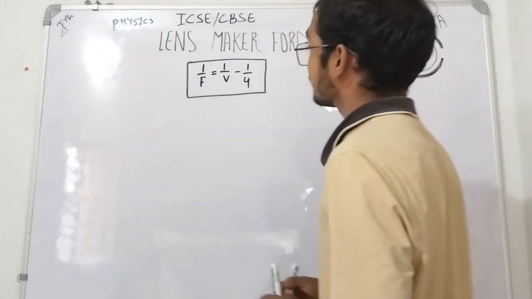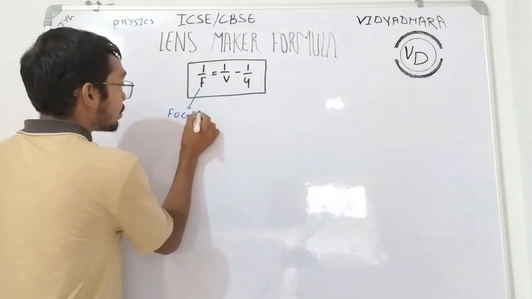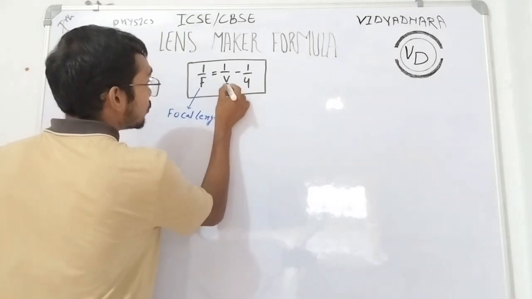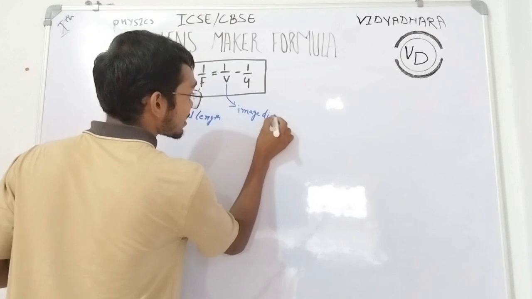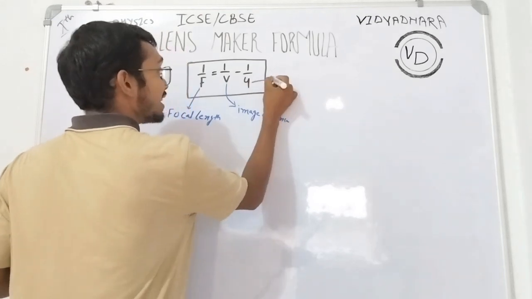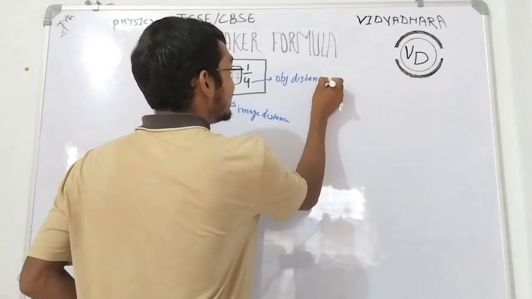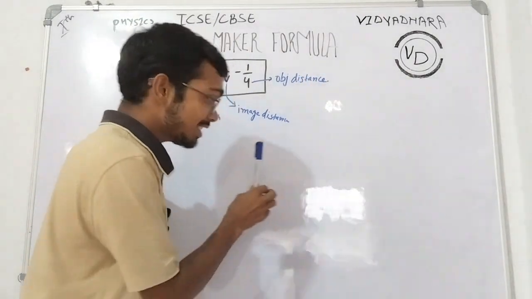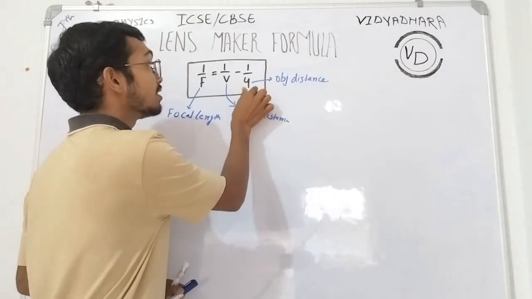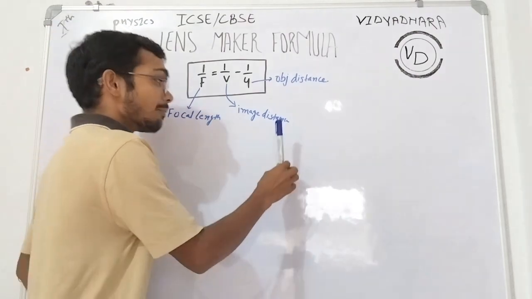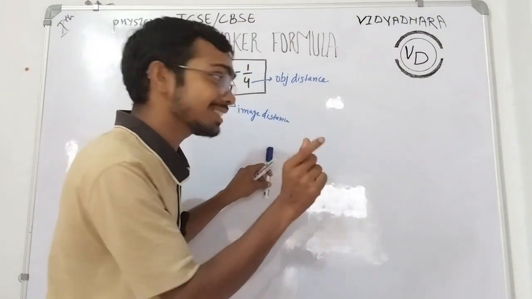Before that, we need to know some terms. f stands for focal length, v stands for image distance, and u stands for object distance. Initially, I have an object, so u is used like initial velocity, but there is no velocity here. u is the initial object. That means first of all we take the object, then its image is formed. So this is the trick, not the term.